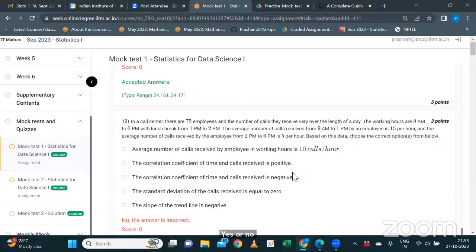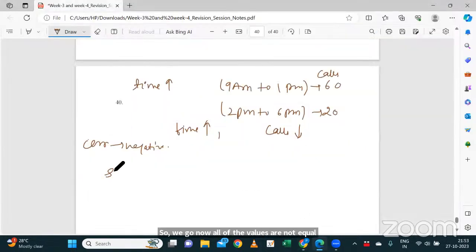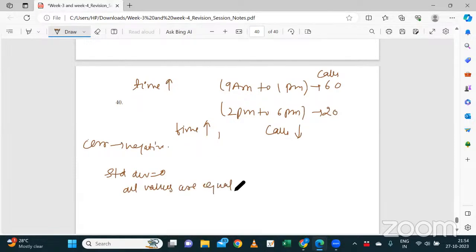The next one: the standard deviation of the calls received is equal to 0. Yes or no? No, sir. Why? Because all of the values are not equal. When will the standard deviation be 0? When all the values are equal, which means all the values are the same as the mean.